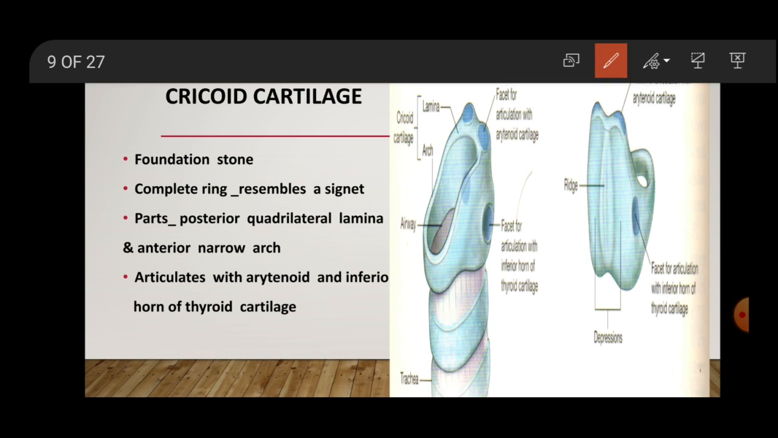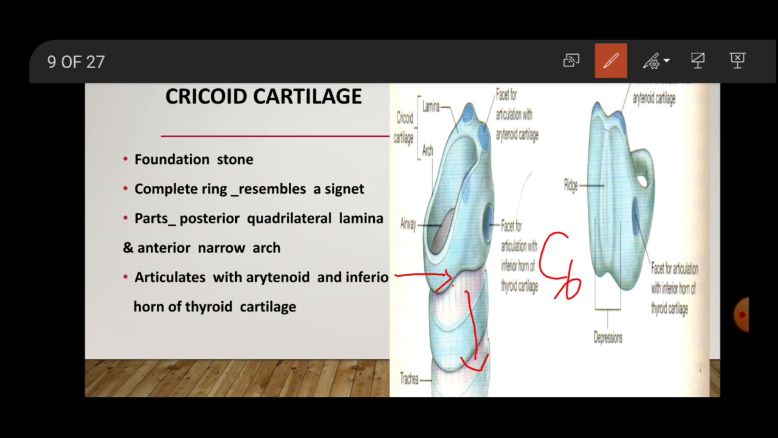Okay, and this cricoid cartilage is an important landmark for certain events at the neck. This narrow anterior arch can be felt in the midline below the thyroid cartilage, and it corresponds to the C6 cervical vertebra level. At this level, the larynx continues as the trachea and the pharynx continues as the esophagus.